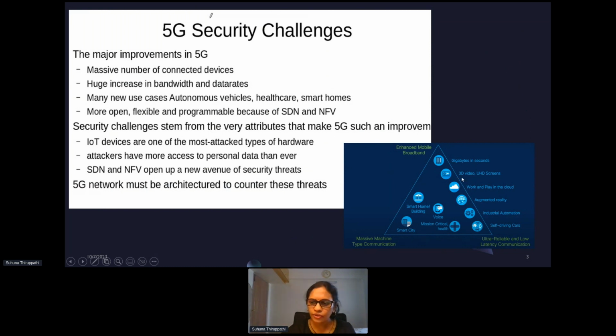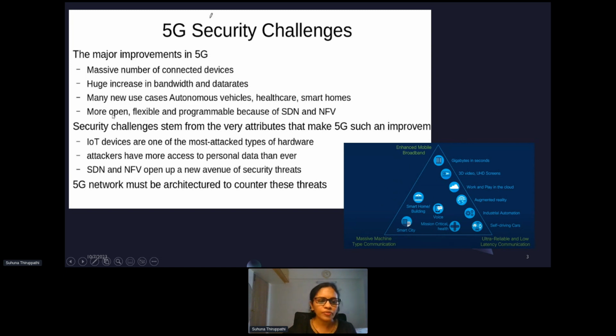It provides 3D video, ultra-high UHD screens, and work and play in cloud, virtual reality, augmented reality, industrial automation, self-driving cars. These applications are close to ultra-reliable low-latency communication and massive machine-type communication, where we have smart city, smart home, mission-critical health, and voice. So there are various kinds of use cases and scenarios supported by 5G. These are the improvements that have been provided as part of 5G.